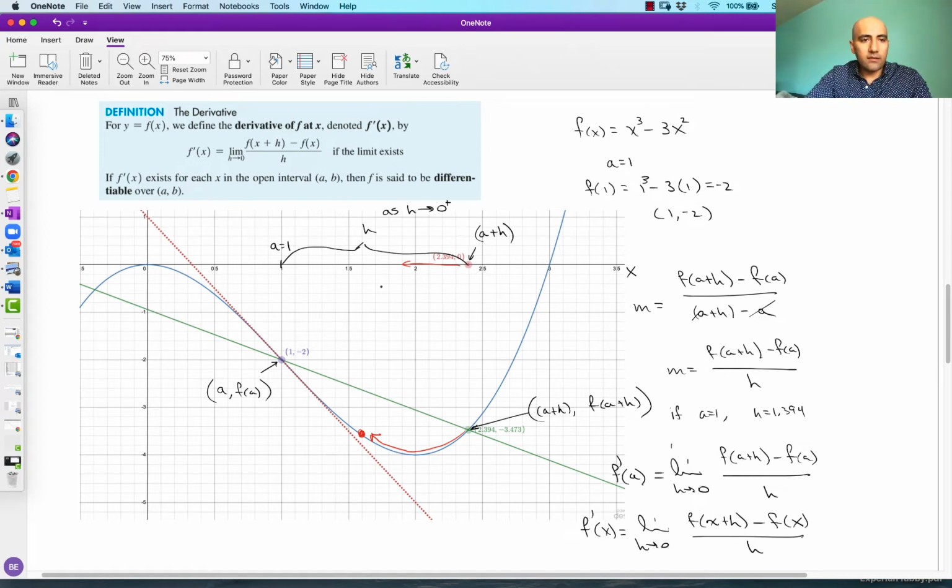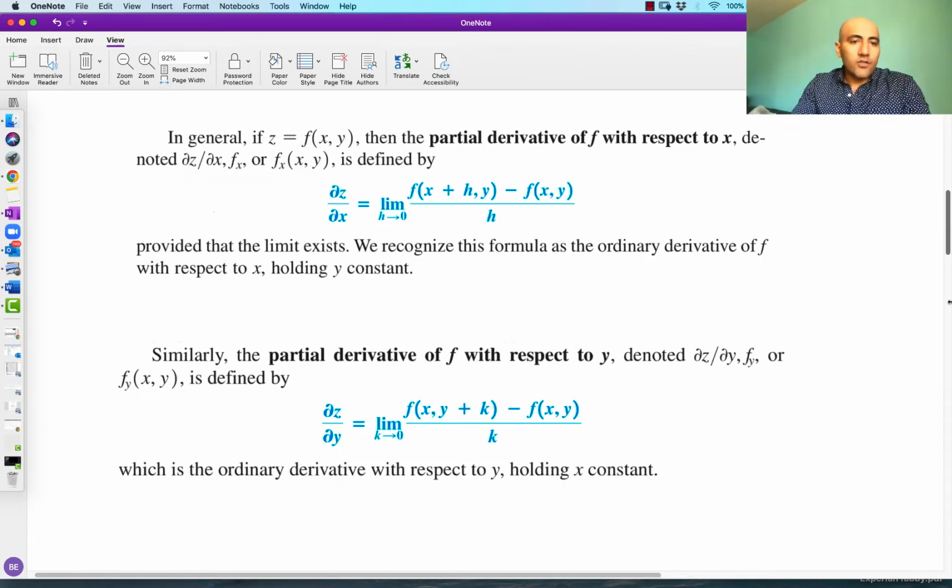Okay, so let's extend this derivative definition to two variable functions. In general, if z is equal to f of x comma y, then the partial derivative of f with respect to x, denoted as dz/dx, or f sub x, or f sub x of x comma y, is defined to be dz/dx equals the limit as h approaches 0 of f of x plus h comma y minus f of x comma y, all over h, provided the limit exists.